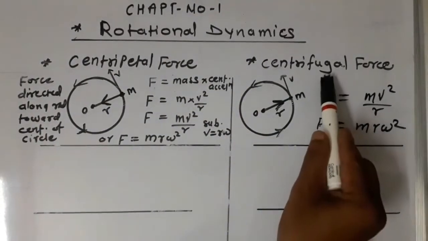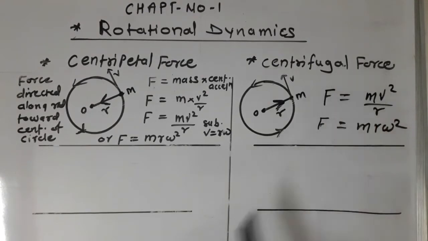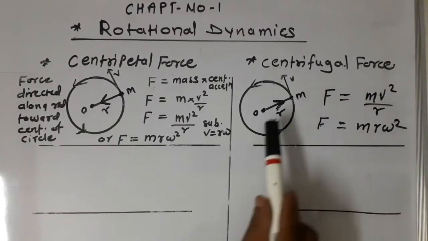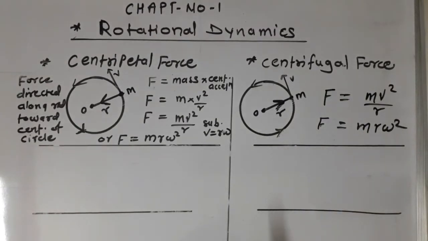Then again, an example of centrifugal force is when a car moves along a curved path and the passenger sitting in it experiences a push in the outward direction due to the centrifugal force. In a merry-go-round, the person sitting on the chair is also pushed outwards due to the centrifugal force.